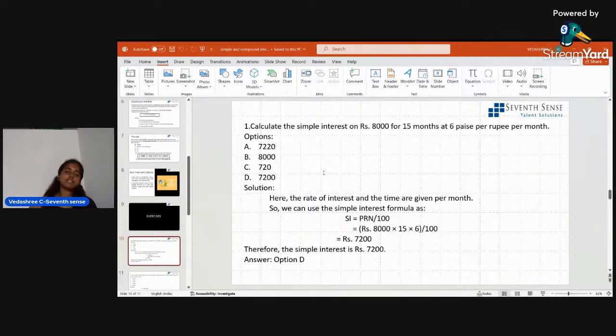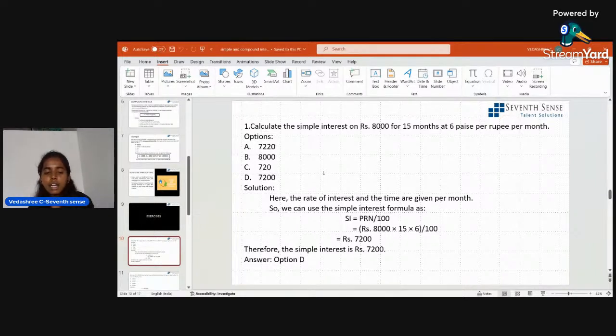Okay, so the first question is, calculate the simple interest on rupees 8,000 for 15 months at 6 paise per rupee per month. So here some options are given. Now to calculate, the rate of interest and the time are given per month here.